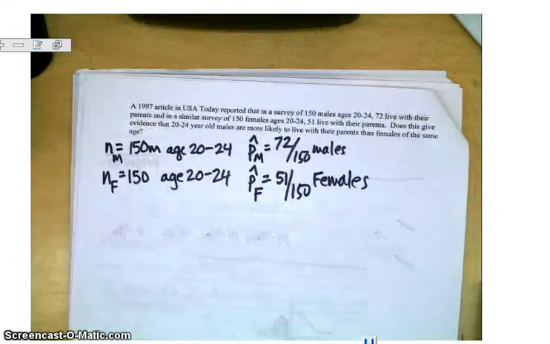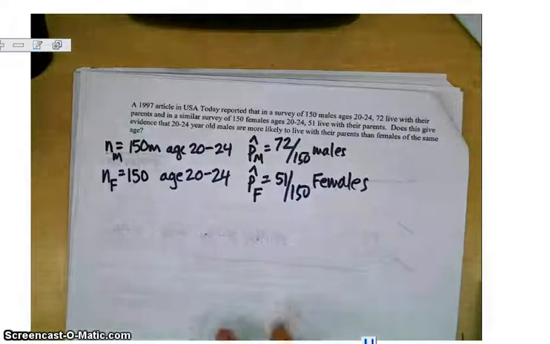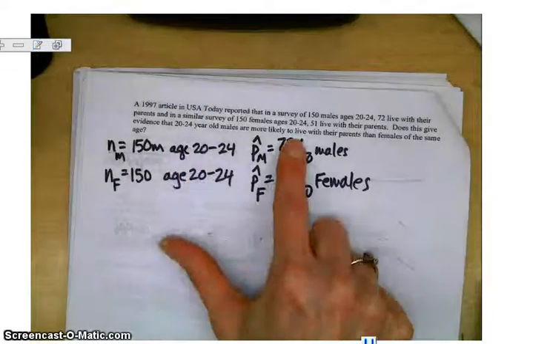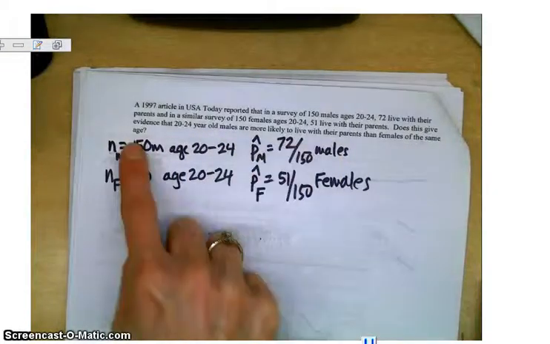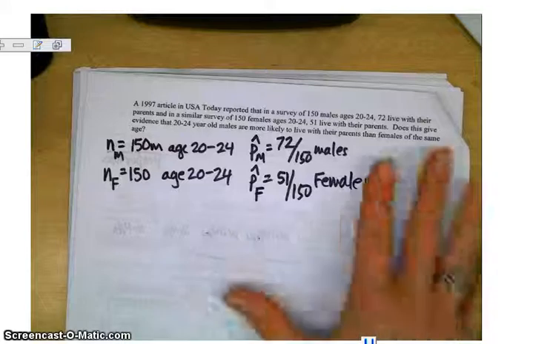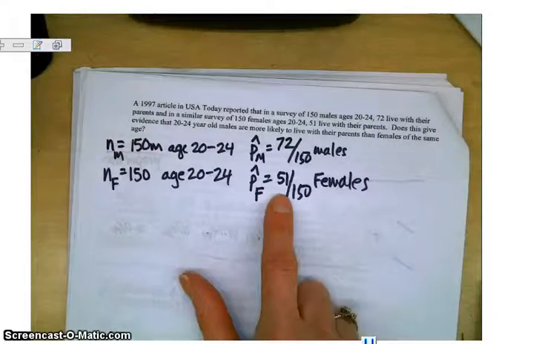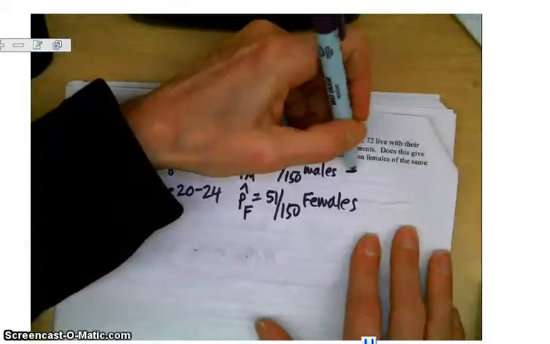Okay, so we want to know, does this give evidence that 20 to 24-year-old males are more likely to live with their parents than females of the same age? So I guess we need to look at, does there appear to be a difference in the number alone? Okay, so let's look at the proportions.